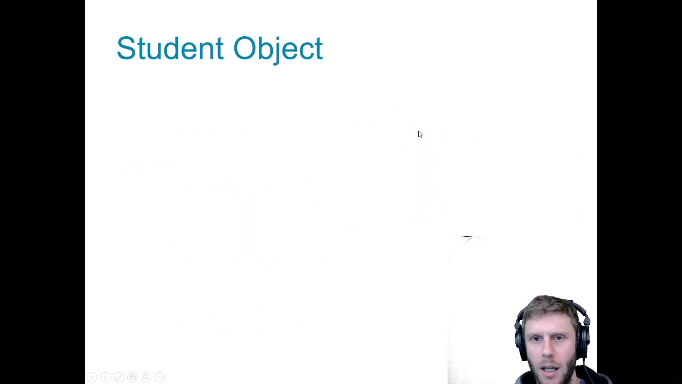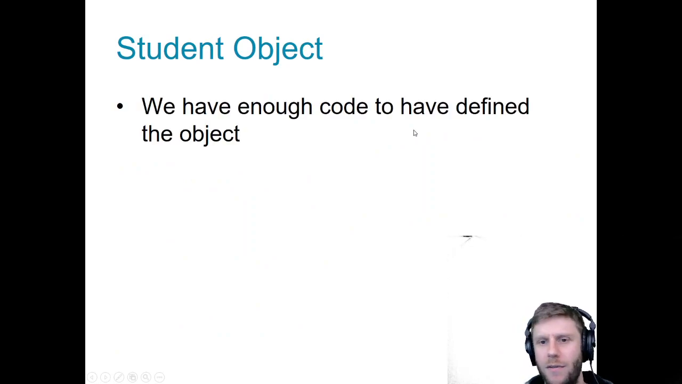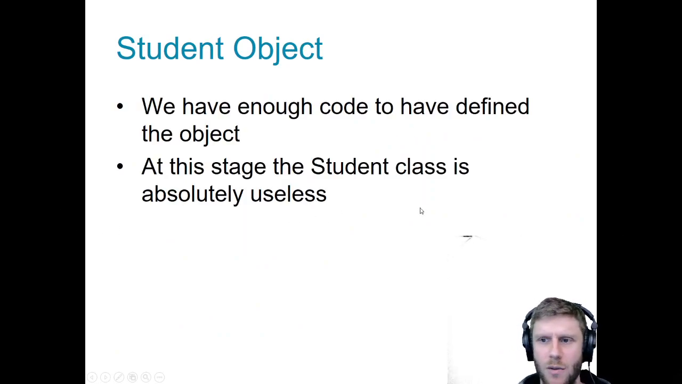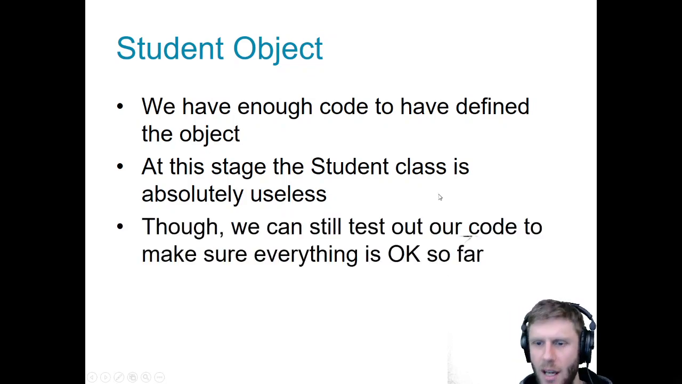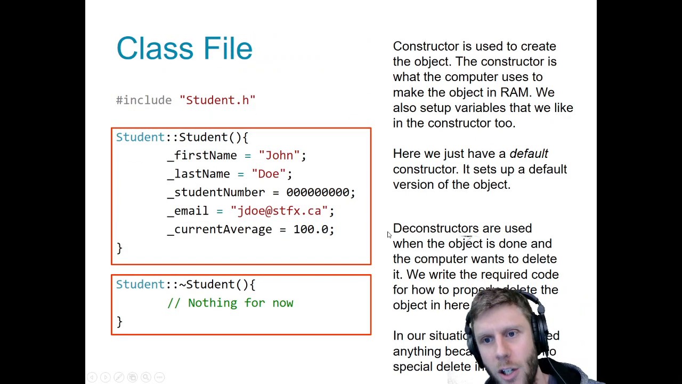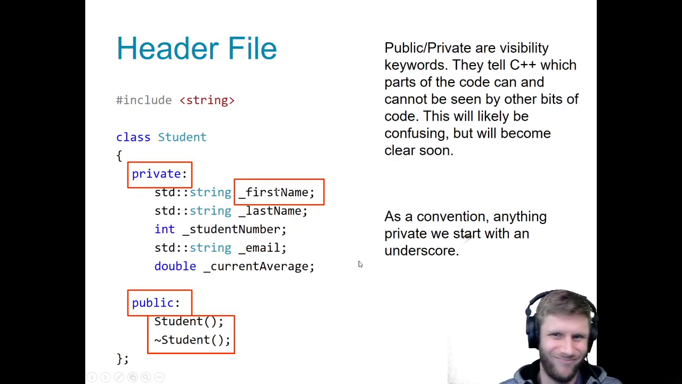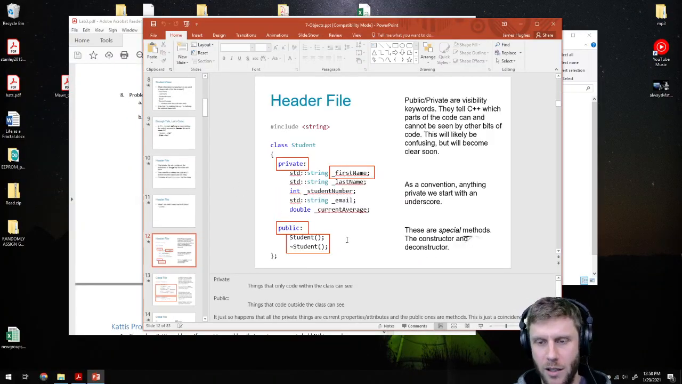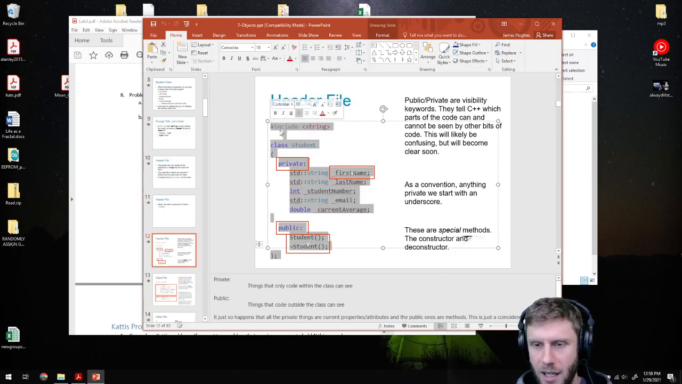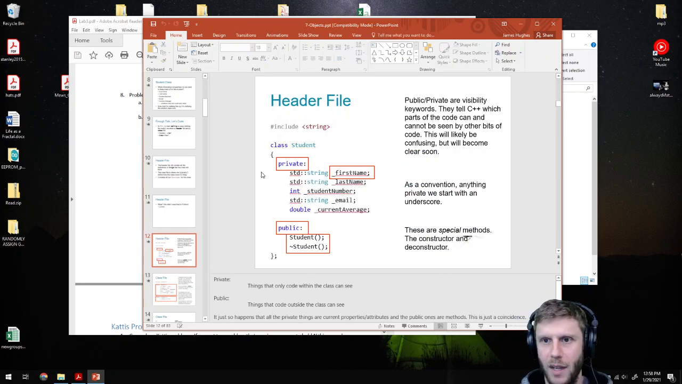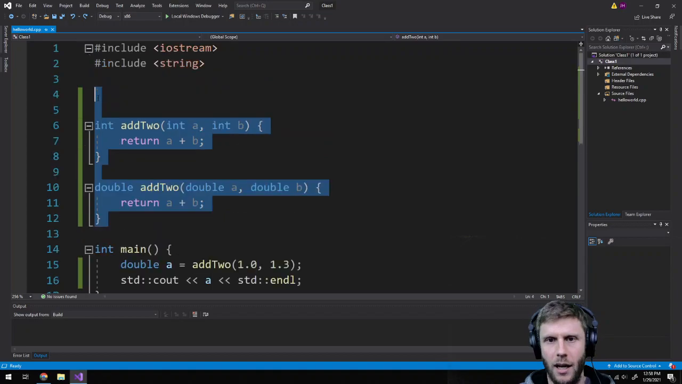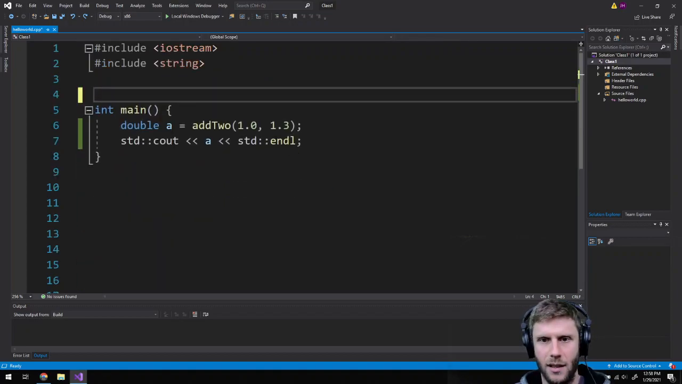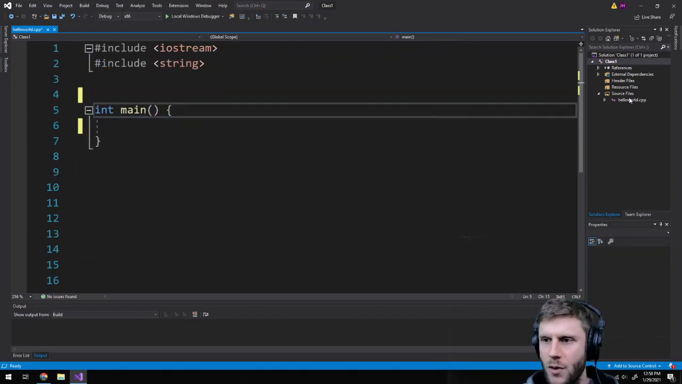Okay. So we have enough code to define the object, but at this stage, the student class is absolutely useless, but we can still test out our code to make sure everything is okay so far. So here's what I'm going to do. And I would actually encourage you to follow along if I don't move too fast. I'm going to go and copy all this. This is my code. So I'll delete this, and I don't really need this for now.